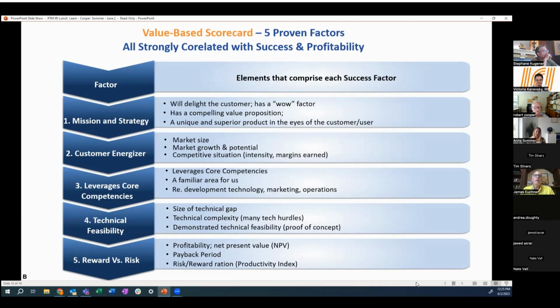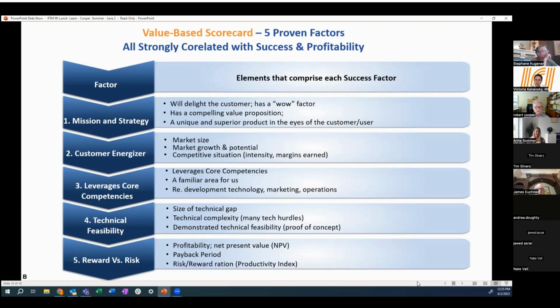Does the new product create a wow factor for the customer? Elicit a wow response when the customer sees it. Is it a unique, superior product? Is it a compelling value proposition? Will they line up around the block for 24 hours to get that next iPad? And if not, you don't have a winner. Now, this phrase, customer energizer, is actually a phrase I stole from 3M.